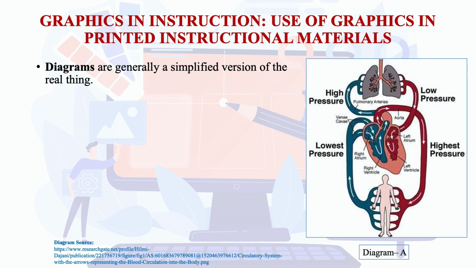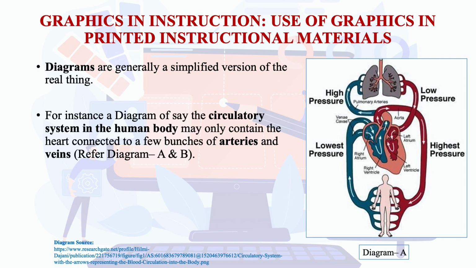The diagrams are generally simplified versions of real things. What you can see on the screen is diagram A. For instance, a diagram of, say, the circulatory system in the human body may only contain the heart connected to a few branches, arteries and veins. Now you can compare the two diagrams A and B. What you can see right now is diagram B. Now compare again with the initial diagram A.